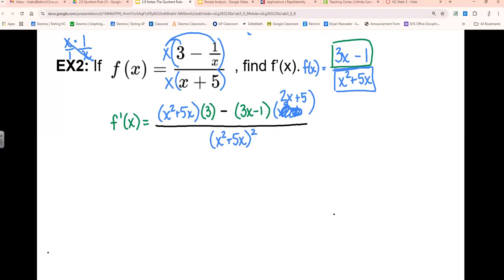Very similar to the last problem now, right? I'm going to freeze my screen while I simplify this. I want you guys to try to simplify it on your own.